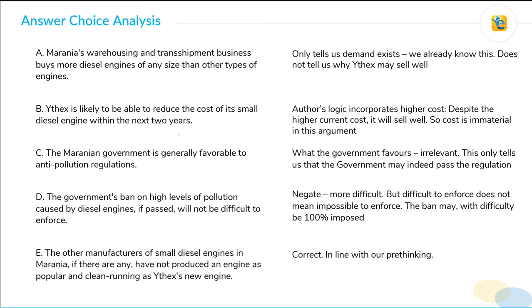Or in other words, it tells us that there is going to be a demand for small diesel engines as well. If Marania's businesses buy more diesel engines of any size, that means that they also buy small diesel engines, which means that there is definitely demand for engines like Ythex. But that is a problem. It stops there. It only tells us that there is a demand for engines like Ythex, which honestly we already know from the argument. The problem is it does not tell us anything specific to Ythex.